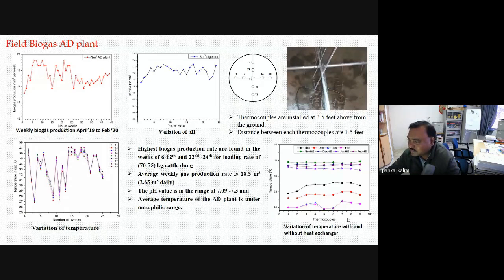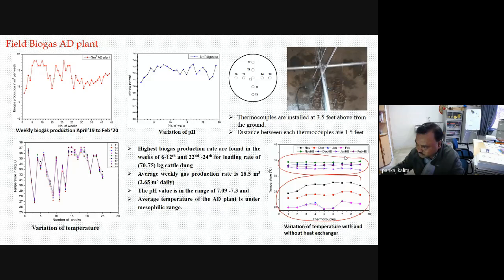So you can see the temperature position, and we can see these temperature variations with and without the heat exchanger. So this part was without a heat exchanger, and you can see that with the heat exchanger the variations are very, very minimal. So that indicates that we will be able to achieve this temperature control, and we can get a higher biogas production rate under that condition. So it shows the temperature coordinates. So these are connected to the data acquisition system.